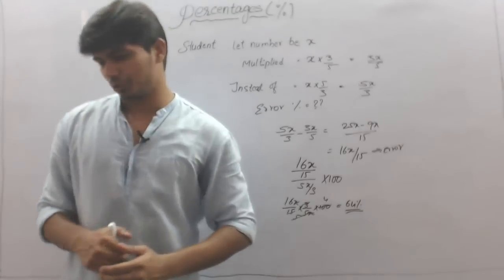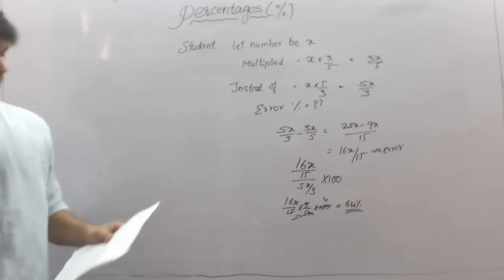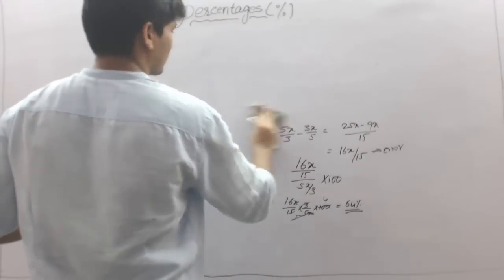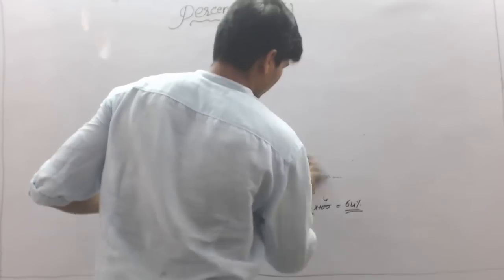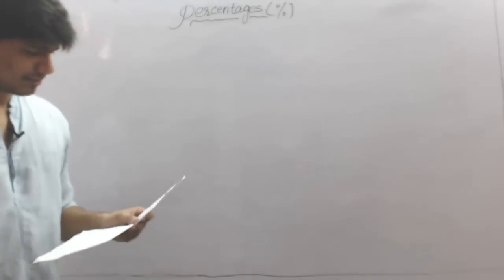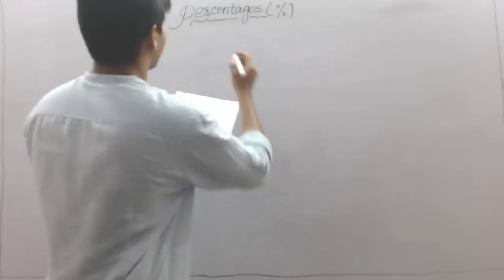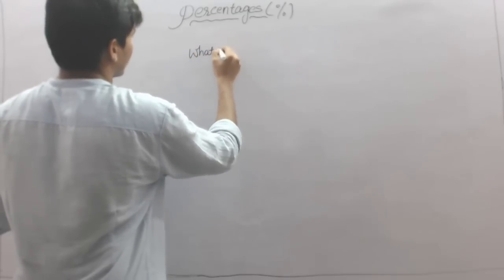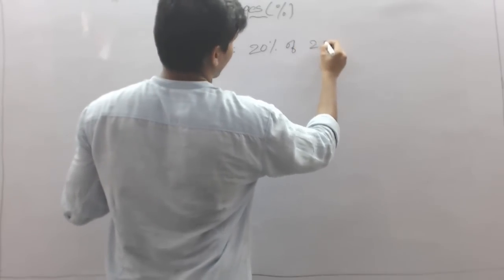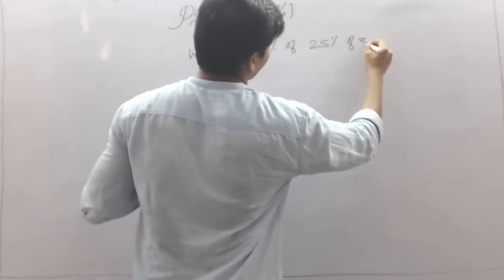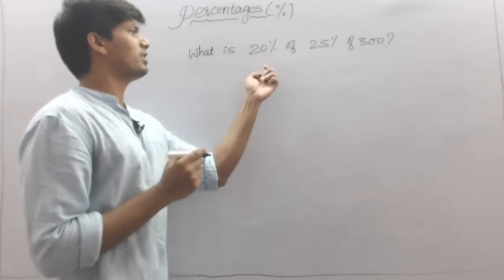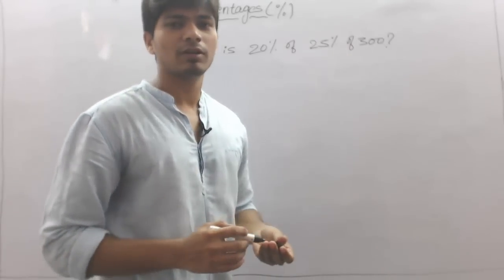Now let's move to the other question. The next question is, what is 20% of 25% of 300? Now how are you going to solve this problem? What is 20% of 25% of 300?